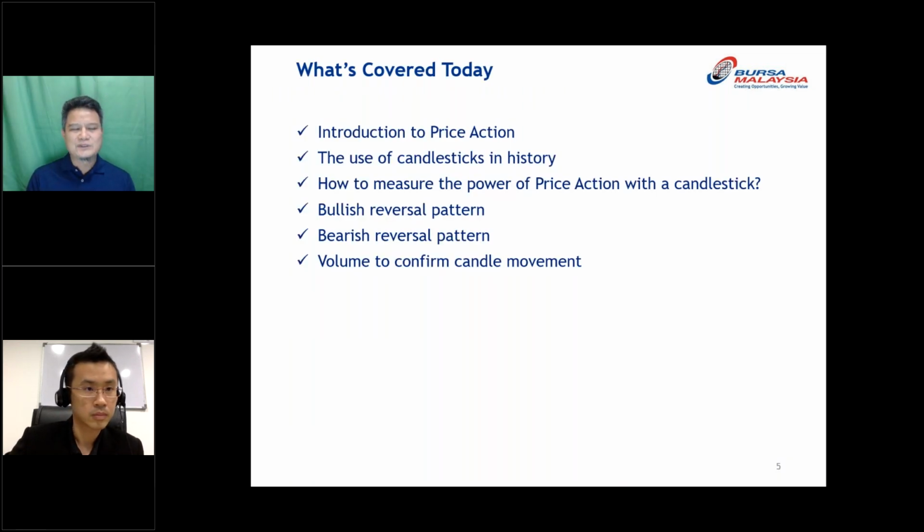So what are we going to cover today? One is the introduction, the use of candlestick, and how to measure the power of the price action with candlestick, the bullish reversal pattern, the bearish reversal pattern, and volume to confirm the candlestick movement. All of these are covered today. Of course, there is a lot more in candlestick, but with only about 1 hour, I don't think that we can finish it all.